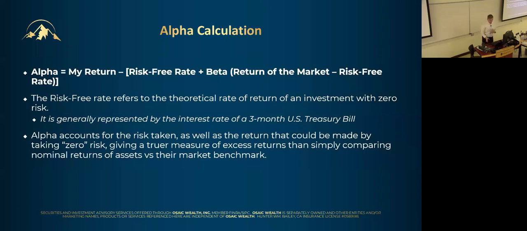And so this is all relative, because if you have a security that has half the risk of the S&P, you expect to get half the return. So if you get 3/4 of the return, well, there's a little bit of alpha. If you get 1/4 of the return, there's some negative alpha. That's pretty much what that's talking about. So alpha accounts for the risk taken, as well as the return that could be made by taking zero risk, giving a truer measure of excess returns than simply comparing: S&P did 12, I did 7, and my beta is 0.5. It's a little bit more accurate than that.